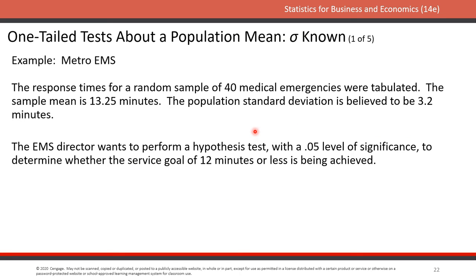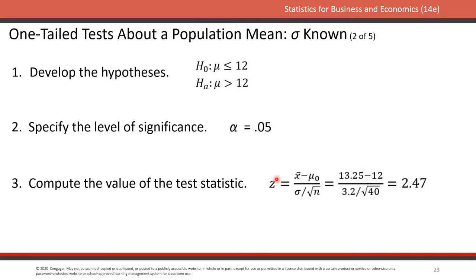I want to perform a hypothesis test to determine whether the service goal of 12 minutes or less was being achieved. So we actually talked about this example before, where we developed the hypotheses. The null hypothesis is that it's less than or equal to 12 minutes, and then we're looking for any evidence that something is wrong in this case. Is anything bigger than 12 minutes? And again, the less than or equal to is what they're interested in, but it's "or equal to," and we said that equal to falls within the null hypothesis.